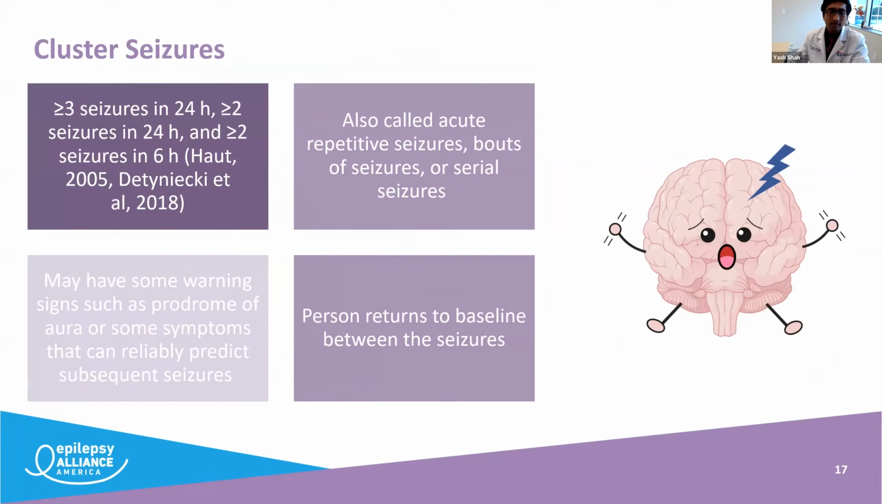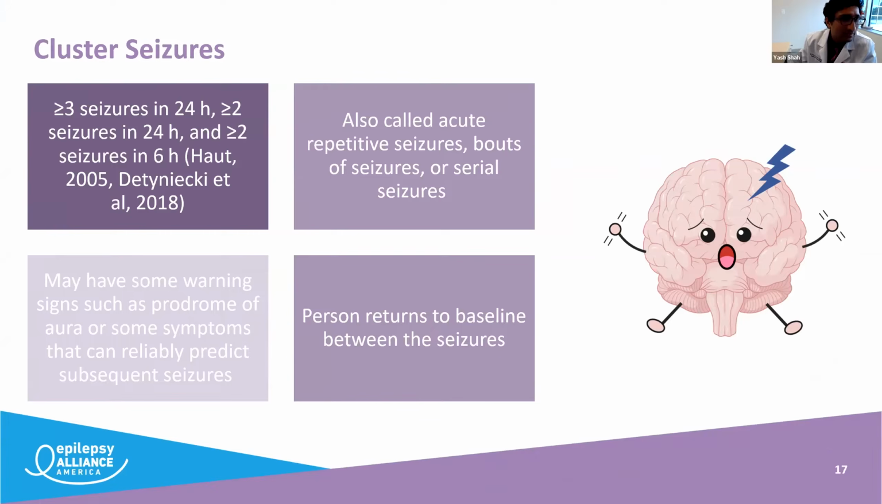Discussing cluster seizures, there is no consistent definition for cluster seizures. Different people have defined cluster seizures in different ways. However, some of the commonly used definitions are if your child gets more than 3 seizures in 24 hours or more than 2 seizures in 6 hours, that could classify as a cluster seizure. They are also called acute repetitive seizures, bouts of seizures, or serial seizures.